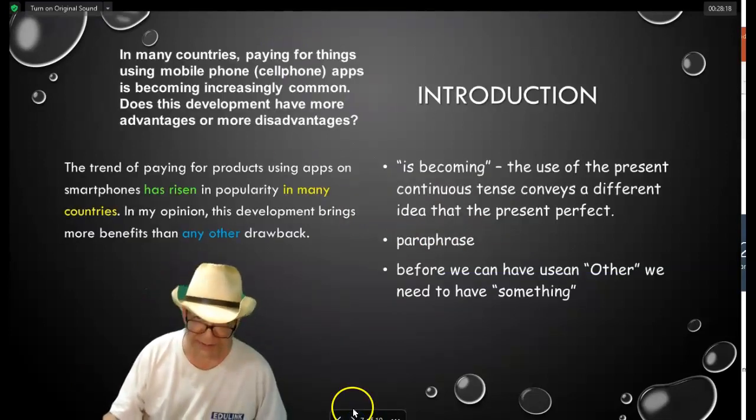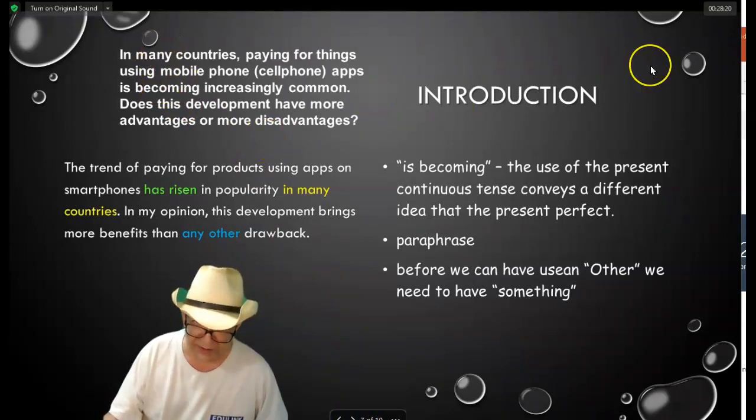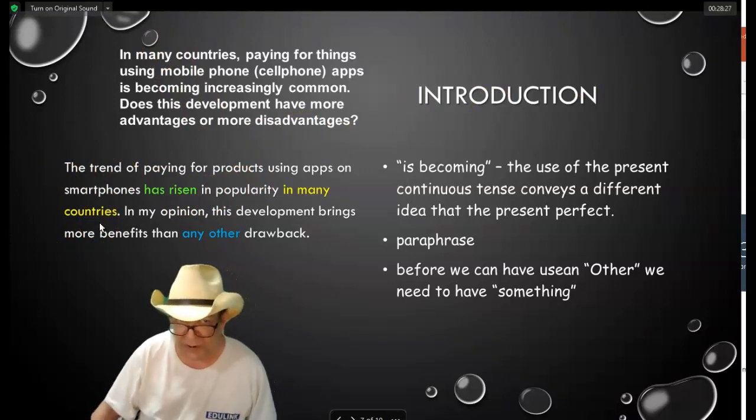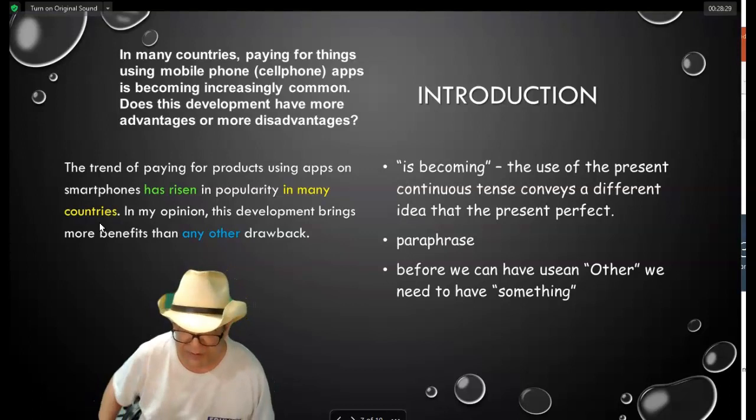Let's take a look at the essay. Okay, here's the question again. The introduction. The trend of paying for products using apps on smartphones has risen in popularity in many countries. In my opinion, this development brings more benefits than any other drawback.